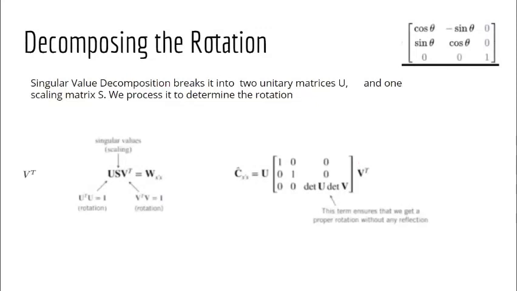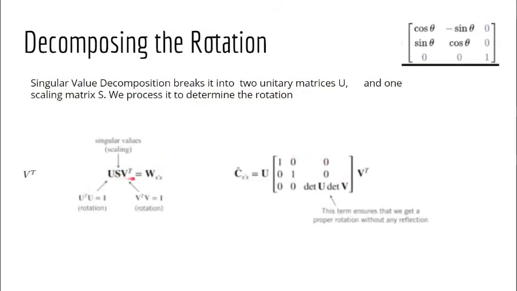Now we have a general matrix W, which tells us how we went from our pre-image to our post-image. We now need to actually process matrix W, and one way we do that is a singular value decomposition. That breaks it up into two unitary matrices, matrix U and matrix V transpose. When we multiply these together, we are able to get the rotation.